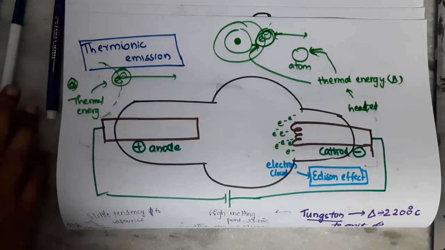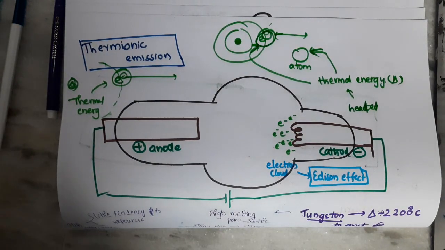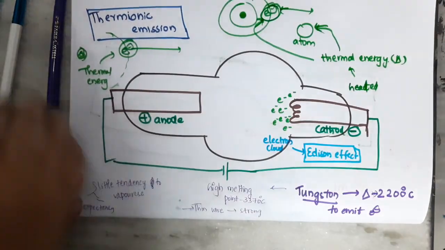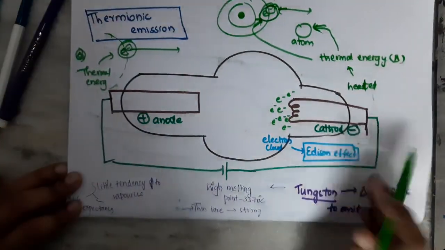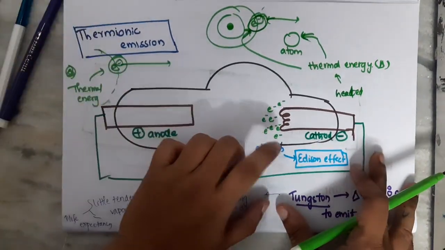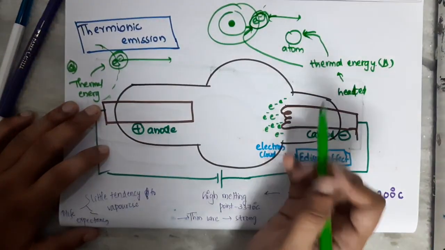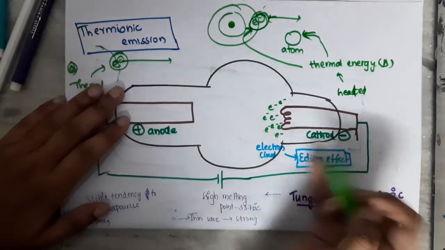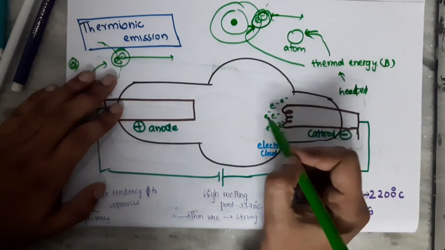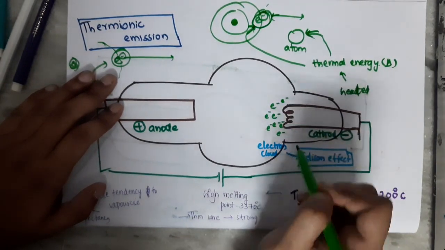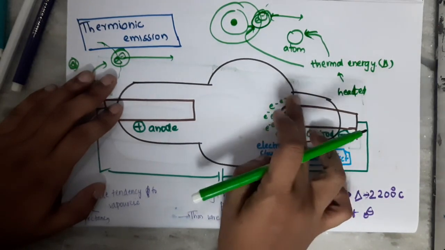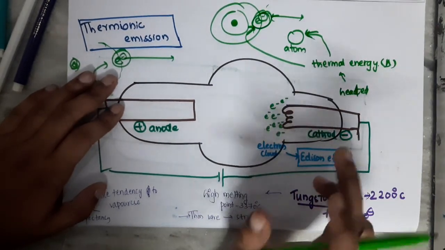Now there are two more terms which we have to understand. For that, see, now we have understood thermionic emission and Edison's effect. Now what happens is, the electron cloud is formed just in the vicinity of the cathode. The electrons emitted from the tungsten filament will form a small cloud just beside the filament, right?